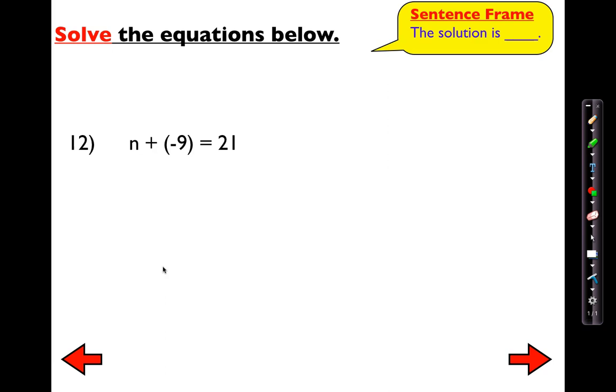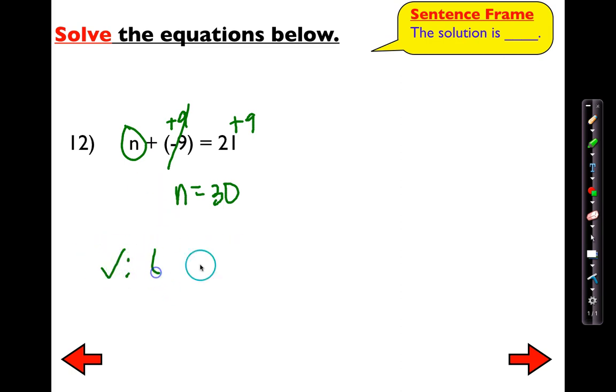Okay, so let's try number 12 together. We're isolating n. We do that by adding 9 to both sides because that's the opposite of adding a negative 9. So now we're going to be left with n equals 30. Are we done? Nope, we need to check our work.